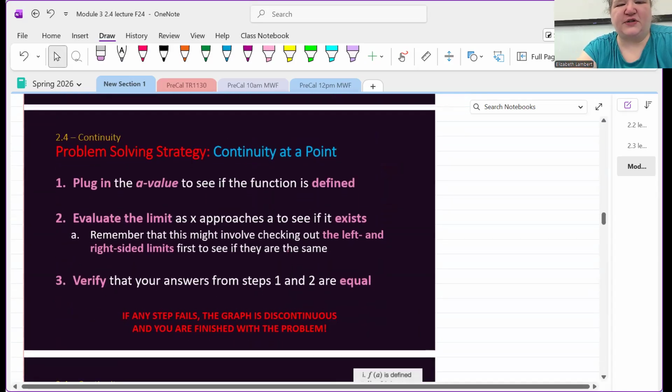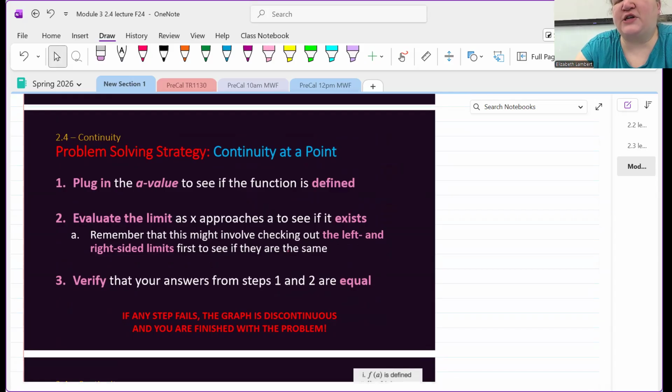So our strategy for double checking continuity: first thing we're going to do is plug in the value and see if the function is even defined. And for most of our discontinuities, this is the step where it's going to fail. So we're going to be able to quickly say that it's discontinuous. But then figuring out what type of discontinuity it is is going to require a little more work. So we plug in the a value, see if it's defined or not. Then we evaluate the limit.